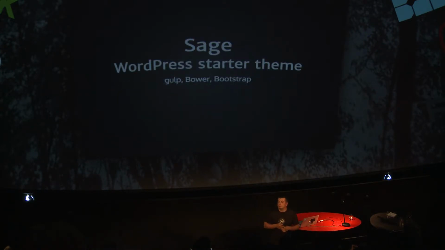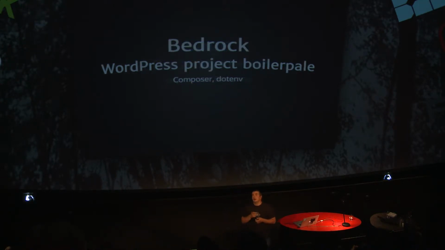So once again, today we're going to be talking about Sage and the Roots starter theme. It uses Gulp, it uses Bower, it uses Bootstrap. That is something that's implemented. You can remove Bootstrap completely if you don't like it. Personally, I'm a fan, but if you don't like it, you can just remove it and put in Zurb's Foundation, or however you pronounce it.